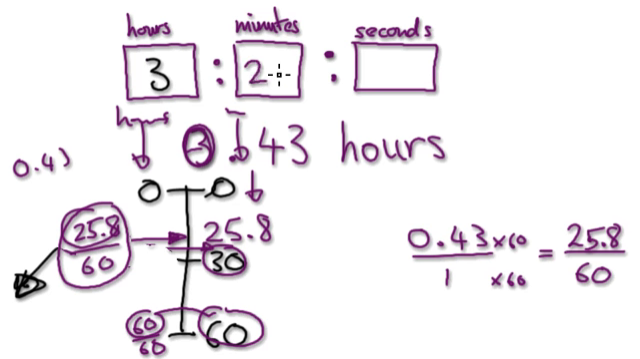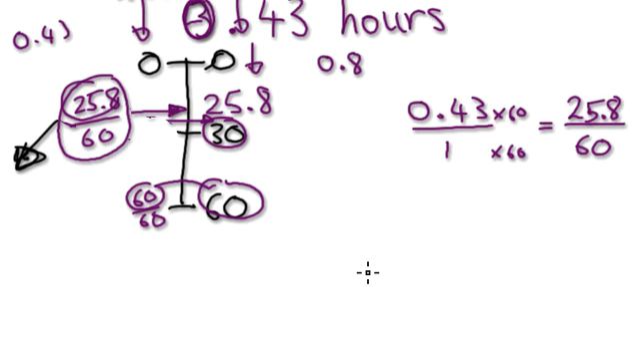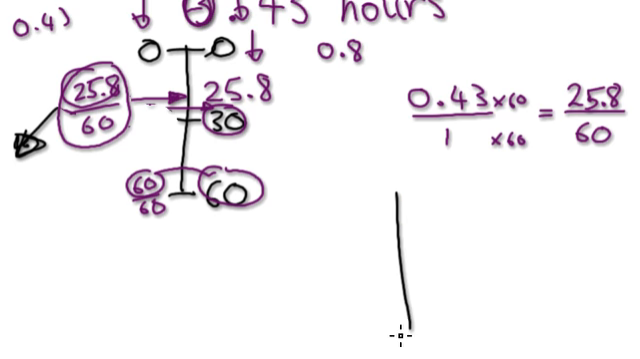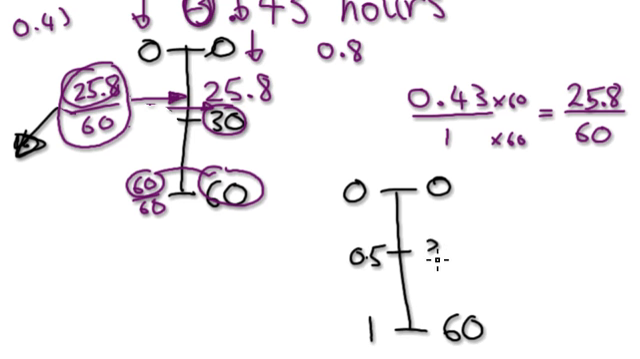So it's 25 minutes in here, and then we've still got the 0.8 of a minute. Now use the same technique. 0 minutes means 0 seconds. 1 minute means 60 seconds. Half of a minute means 30 seconds. Let's visualize this half as 30 over 60, or we can visualize this as 60 over 60.